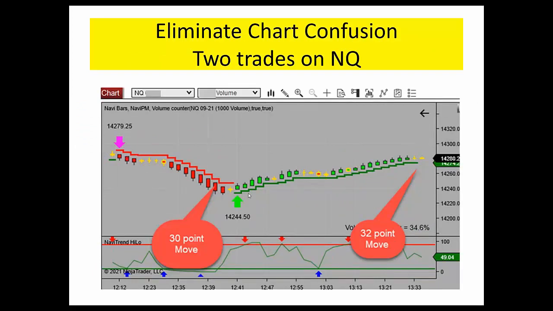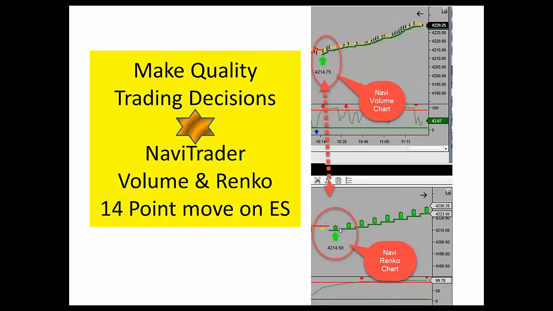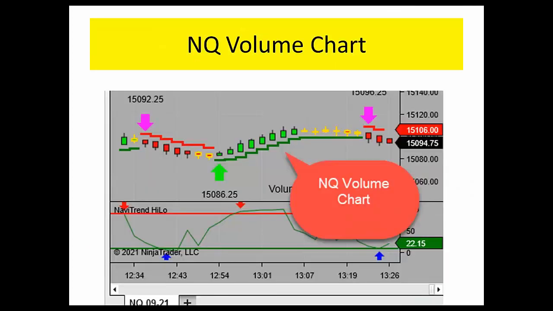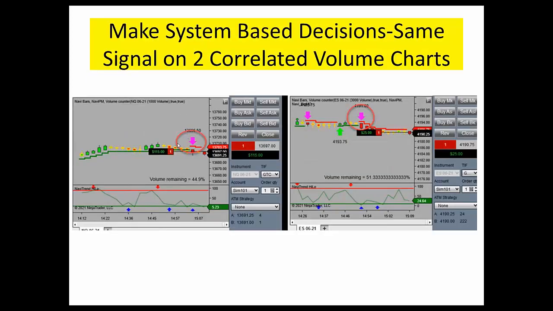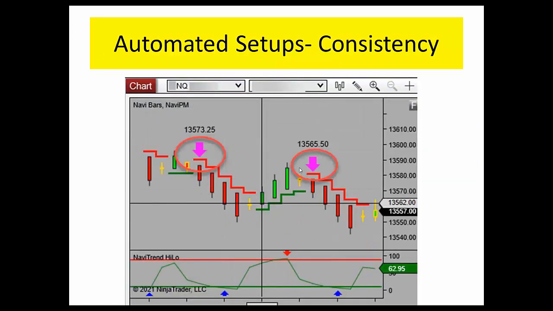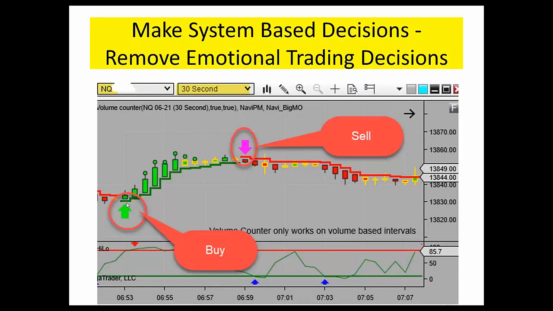Okay, so here's the NASDAQ volume chart. Again, here we've got E-mini and both E-mini charts giving you buy signals at the same time. You've got NASDAQ volume and Renko giving you the same signal. NASDAQ giving you a sell followed by a buy followed by a sell. Here you've got the correlated sell signals. All right, so correlated signals.